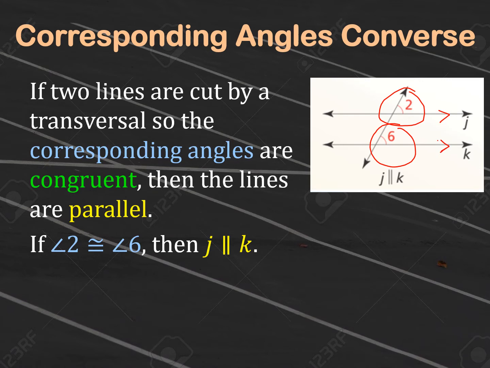So notice how it's different than 10.2. In 10.2, you are given parallel lines, therefore angles are congruent. Here you're given angles congruent. If corresponding angles are congruent, therefore lines are parallel. J is parallel to K.